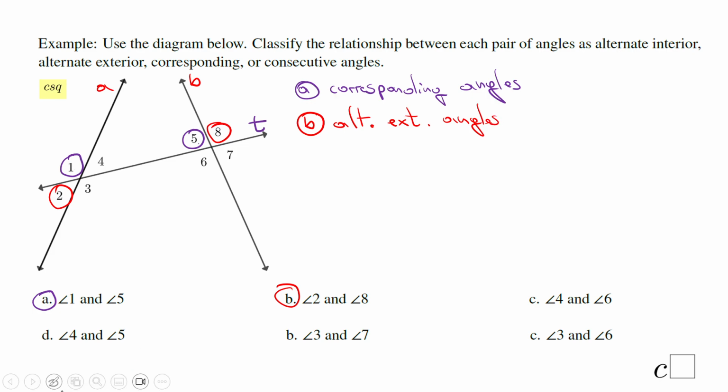Okay, let's move to the third one, to C, where we have angle 4 and 6. Again, what do we notice about these two angles? First of all, we should notice they are between A and B, so they are interior angles. And then we notice they are on different sides, 4 on top of the transversal T, 6 on the bottom. So these are what we call alternate, because each one is on a different side. Interior, because they are between the lines, angles.